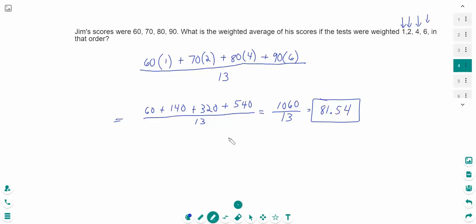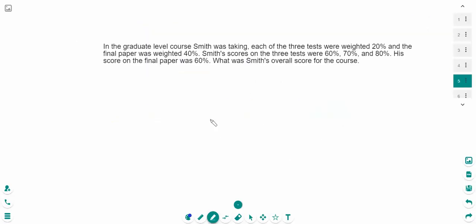And actually, if you're curious, if you would have just taken the straight average, the average would have been right in the middle. It would have been 75. So because this last test, the 90, having a weight of 6, which is pretty incredible, it brought that 75 all the way up to 81.54. Okay? Excellent. Let's try another one.